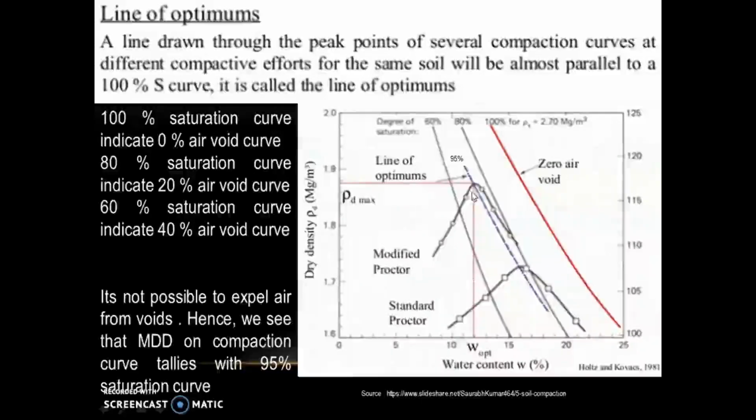And as we know that it is not possible to remove 100% air from the voids, we can see here that MDD on the compaction curve tallies with 95% saturation curve, not with 100% saturation curve.